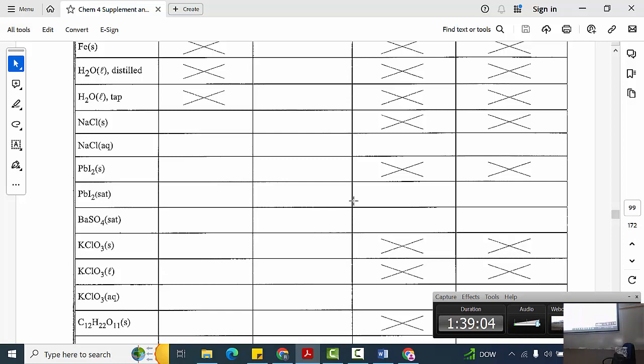Does a little SAT in the paper right here mean slightly soluble? No, SS means slightly soluble. The little SAT means saturated. That is, you got as much lead as possible to dissolve, and that was it. No more will dissolve.